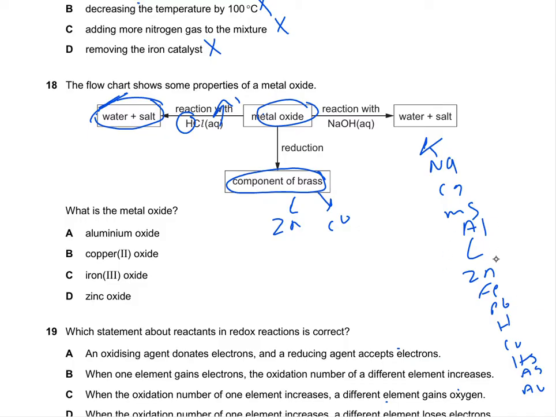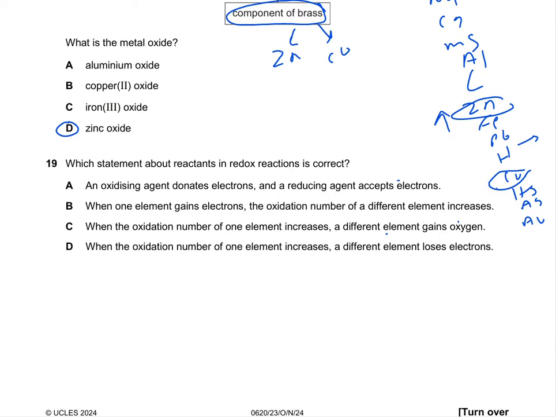So we have here the zinc and here the copper. We can see that copper is less reactive than hydrogen, but zinc is more reactive than hydrogen. So this metal oxide, of course, is zinc oxide, as it reacts with hydrochloric acid to form water and salt, which means it's more reactive than hydrogen. Which is more reactive than hydrogen, zinc or copper? Of course, it's zinc. So this metal oxide is zinc oxide.